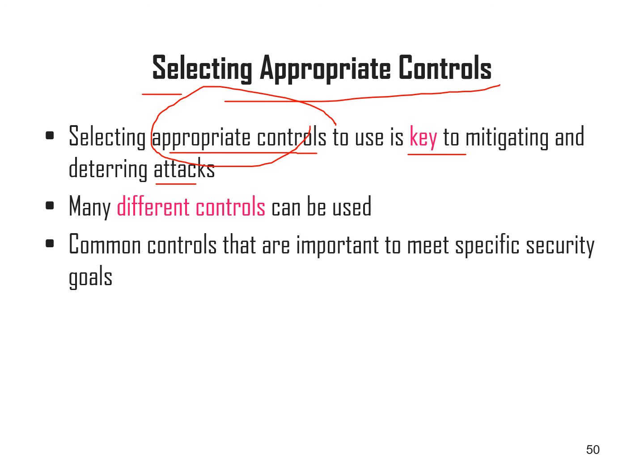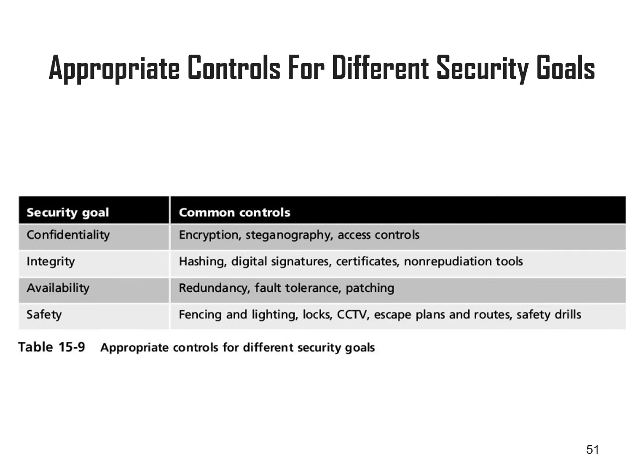So it is actually key to mitigate and deter the attacks. Many different controls can be used. A lot of controls are there. I mean, default controls are there in your system, in your browser, in your antivirus systems, right? And everything has its own different controls. There are also some common controls that are important to meet the specific security goals. You have to follow those common controls so that you can mitigate the attacks.